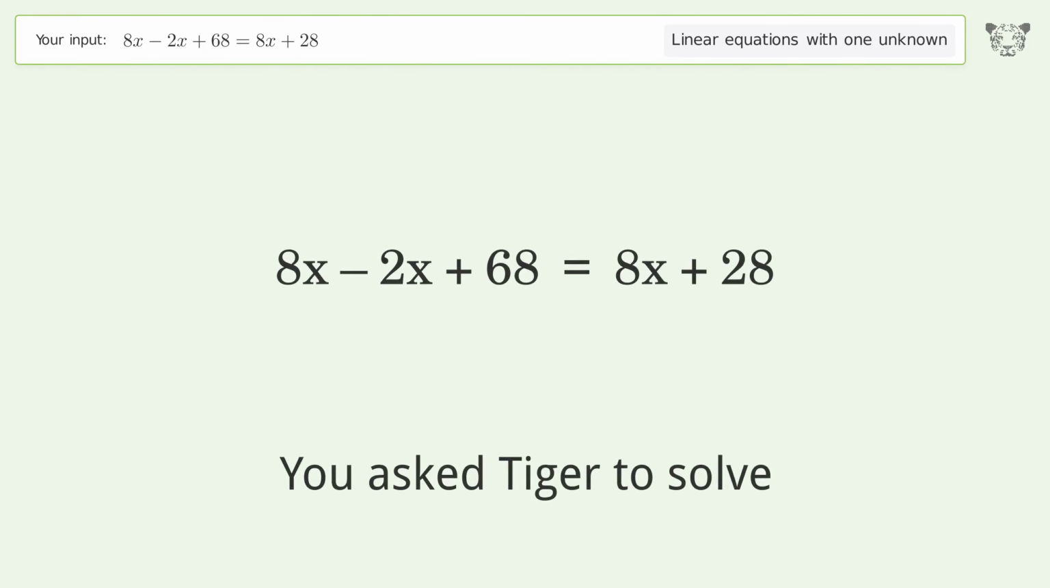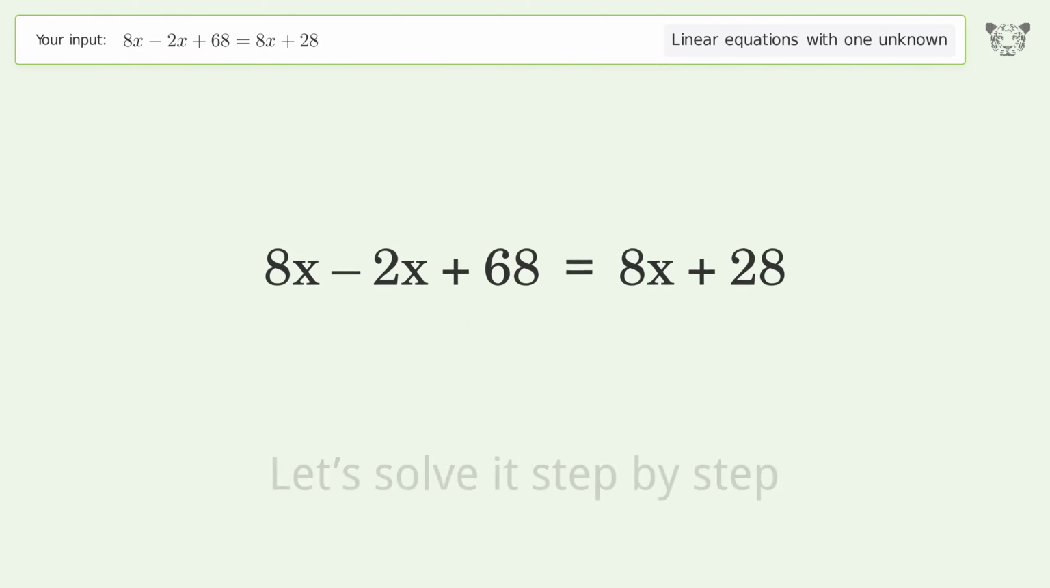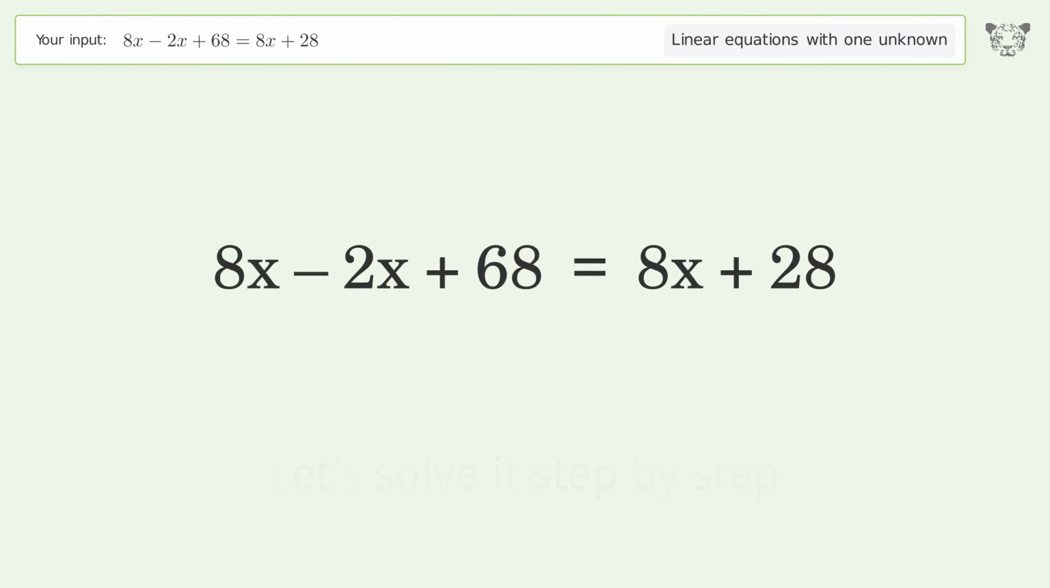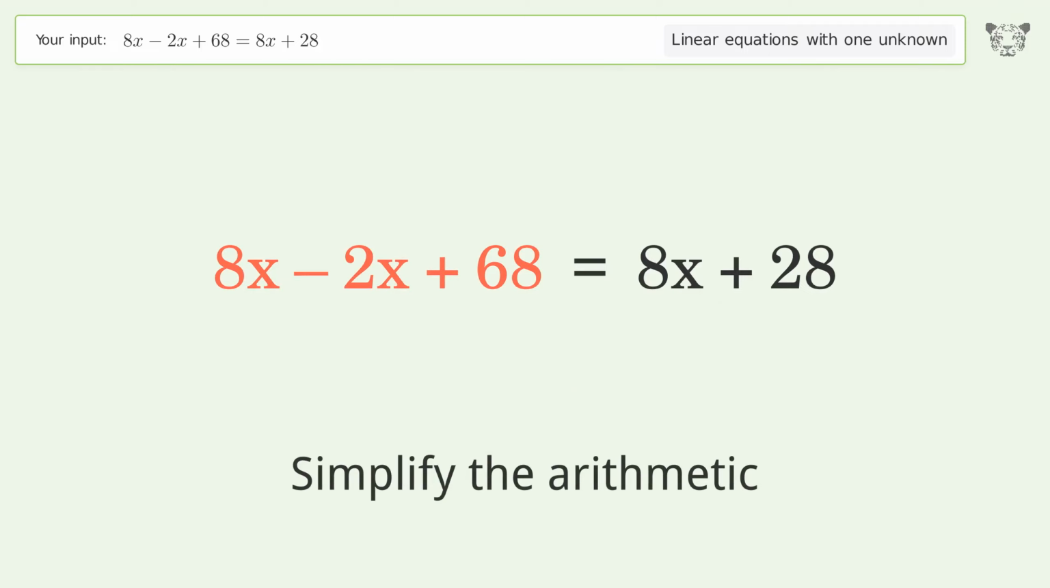You ask Tiger to solve this. This deals with linear equations with one unknown. The final result is x equals 20. Let's solve it step by step. Simplify the expression. Simplify the arithmetic.